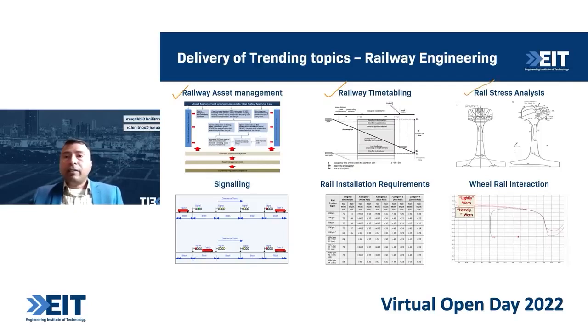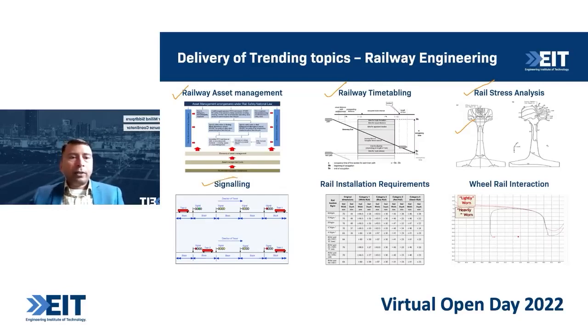The next one is railway stress analysis. For stress analysis, a very basic one would be the actual track cross section. How would you design it? How would you manufacture it? How would you actually install it? And after you install it, how would you maintain your tracks? That's an ongoing process. So you'll be learning everything about railway tracks within your course.